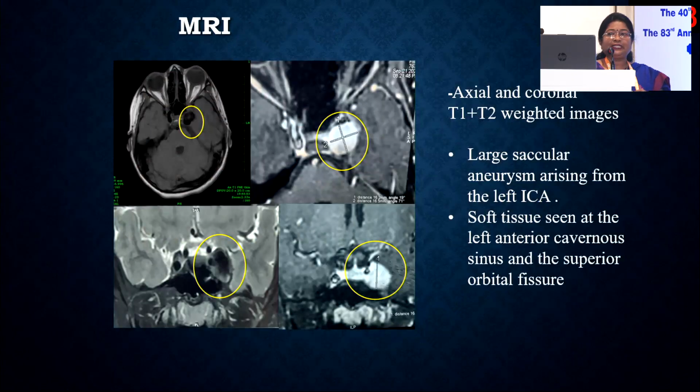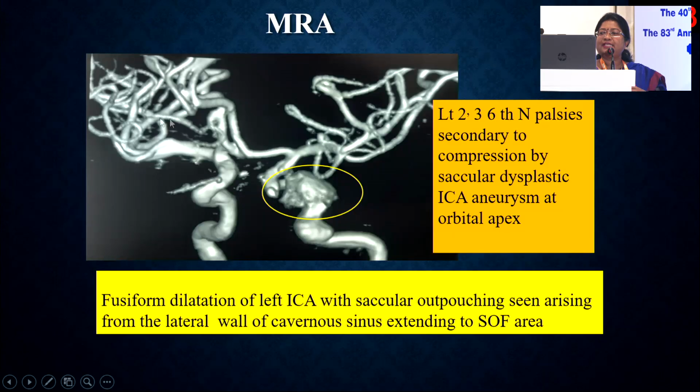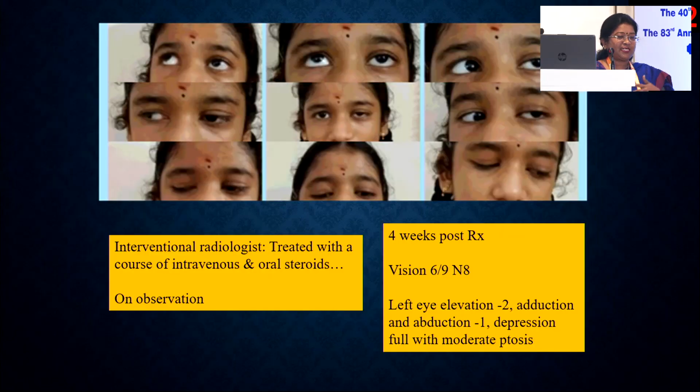When we repeated the imaging, we picked up that close to the coil, there was a saccular outpouching of the ICA. So there was a huge saccular aneurysm of the left ICA that has been compressing, and this MRA image is confirming that it had a huge lesion extending into the superior orbital fissure, and that's the reason why she developed a sudden diplopia 2 months after the treatment.